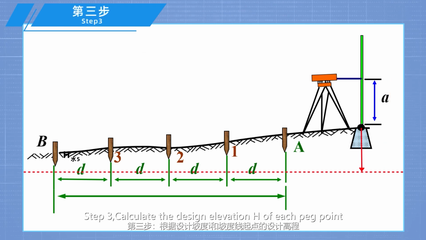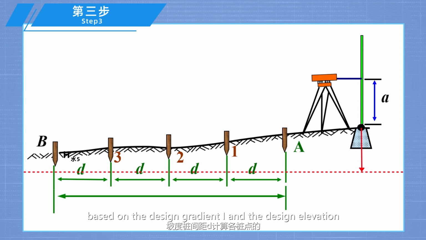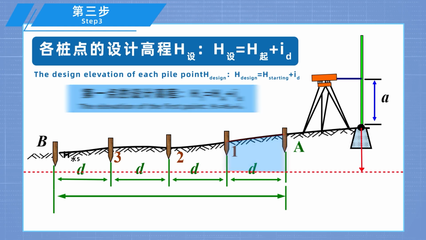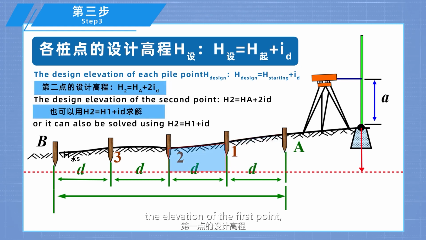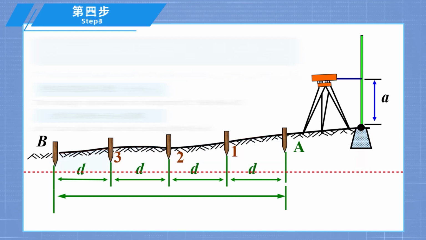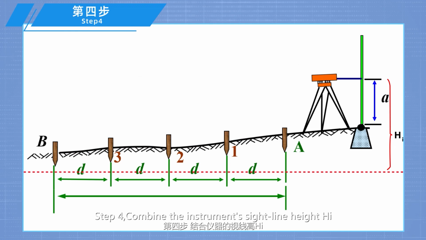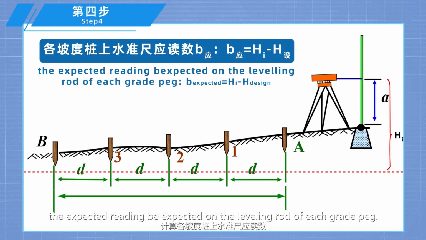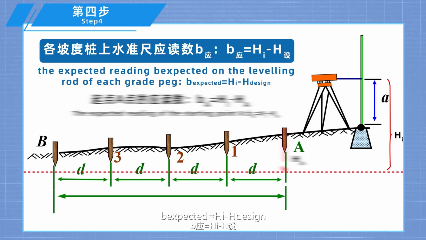Step 3. Calculate the design elevation h of each peg point based on the design gradient I and the design elevation of the starting point of grade line, design equals starting plus ID. The elevation of the first point, h1 equals HA plus ID. Step 4. Combine the instrument's sightline height high and the design elevations of each point design to calculate the expected reading expected on the leveling rod of each grade peg, expected equals high design.